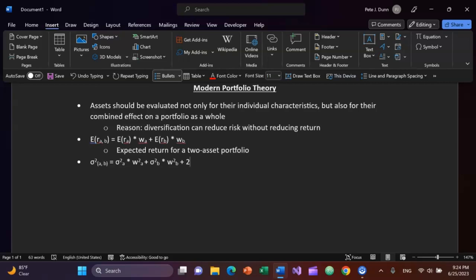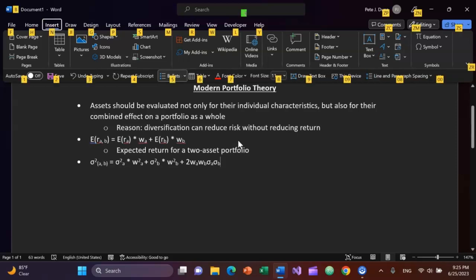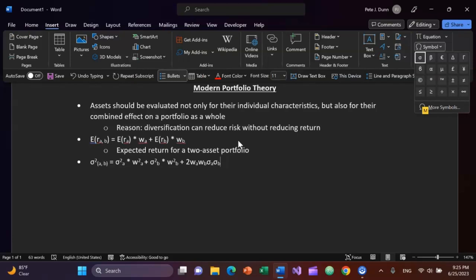All right, so the variance of a two asset portfolio is the variance of asset alpha times the square of the weight of asset alpha, plus the variance of the returns of asset bravo times the square of the weight held in asset bravo, plus two times weight alpha, weight bravo, sigma alpha, sigma bravo, times, and let's see if I can find the symbol for correlation coefficient.